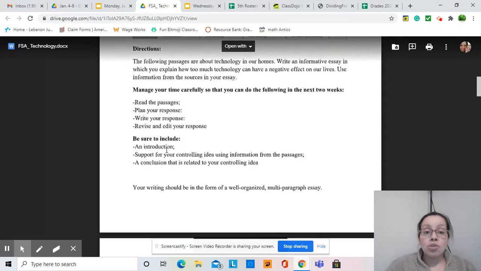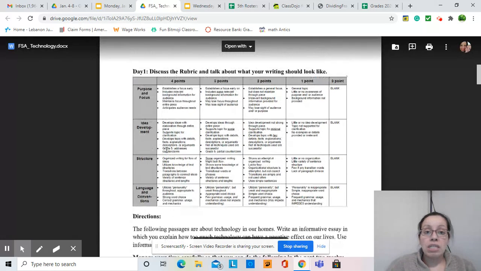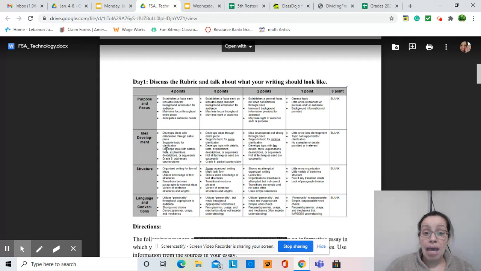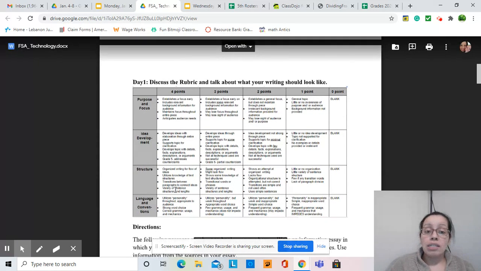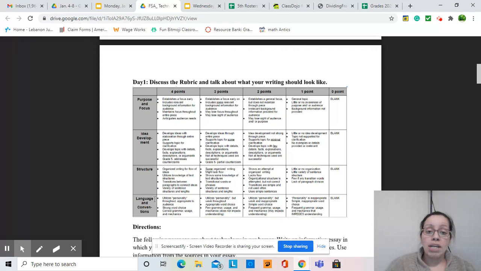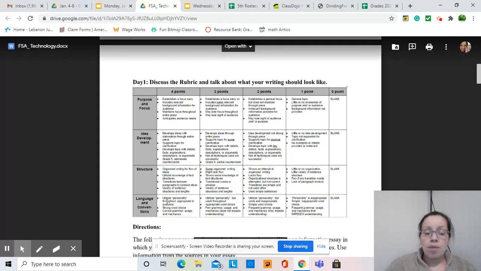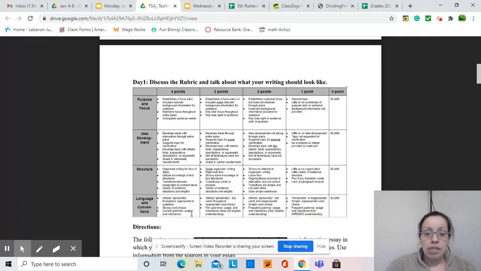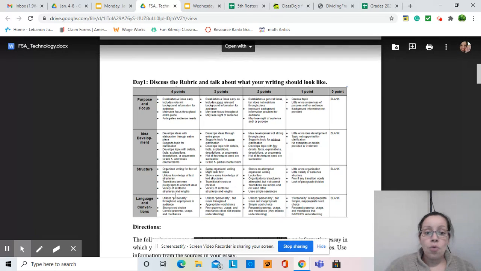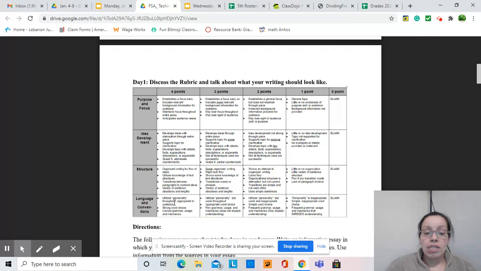Well, we've managed your time for you because we've broken this assignment day by day like we have in the past. So make sure that today, please focus on this rubric. Make sure that you think about how can this rubric really guide my writing, because I want to make sure that I get full points for each of the categories that I'll be graded on.